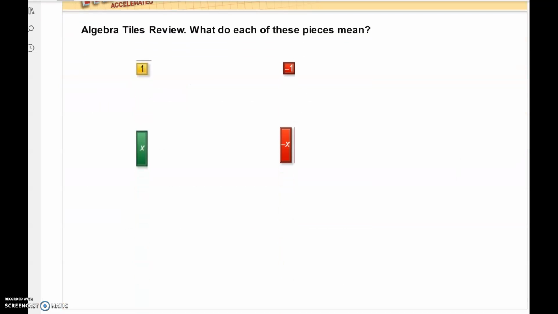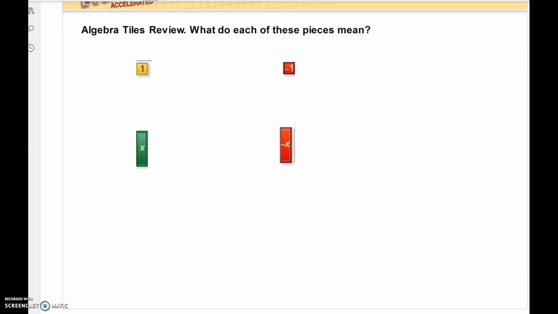So just a little algebra tile review. What do each of these pieces mean? So just take 1 second and think about what each of those pieces mean. Ready, set, go. All right, hopefully you're able to give an idea.